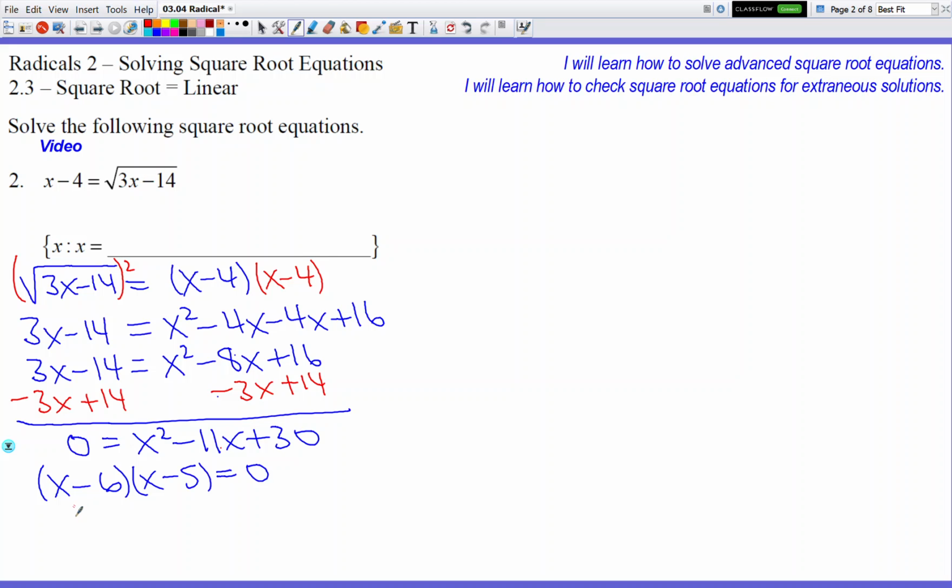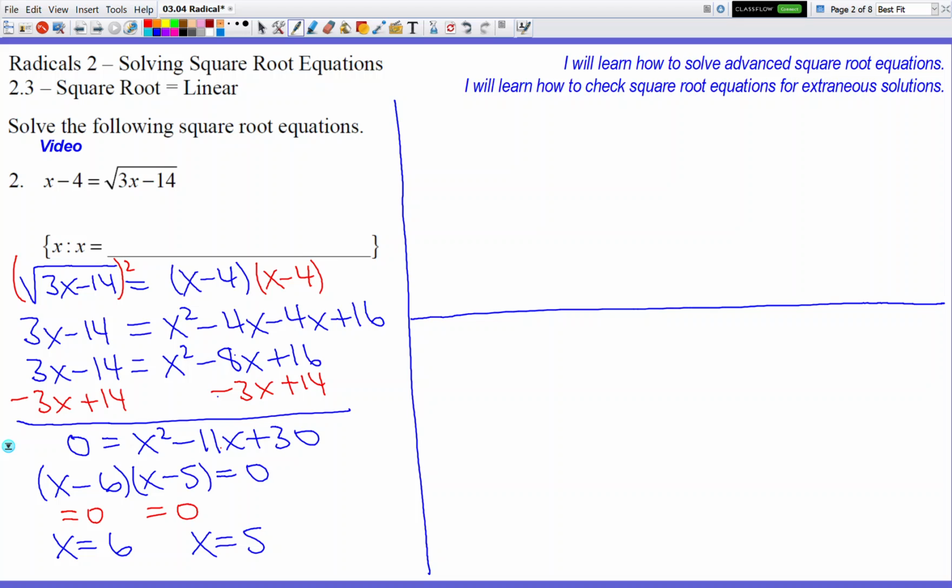Okay, so you're going to set both of these equal to 0 so you can get your two potential answers. So first potential answer is 6. Second potential answer is 5. Okay, so let's check our answers. And I hope I leave myself enough space. So let's check x equals 6. So plug into the original problem.